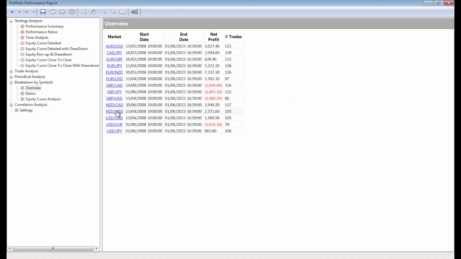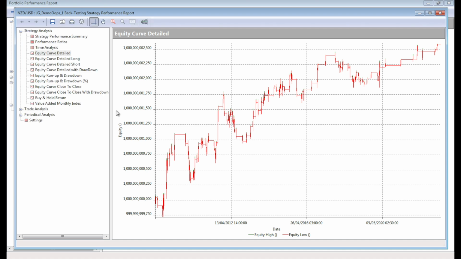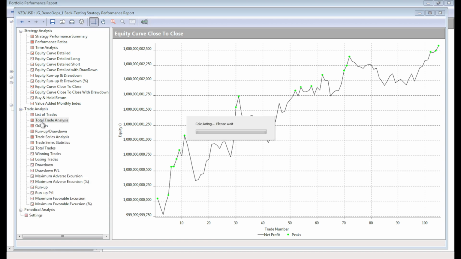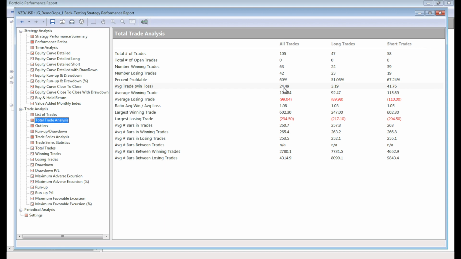New Zealand dollar, US dollar. That must be the most regular equity curve we've seen so far. Still making money. Still making new highs right to the end of the test. So that's pretty good. Got an average trade of a large 24 pips.